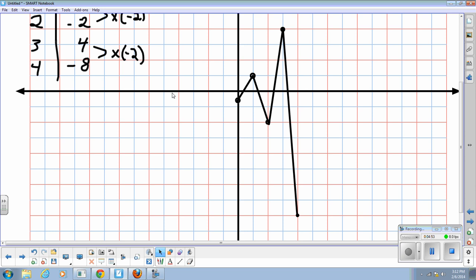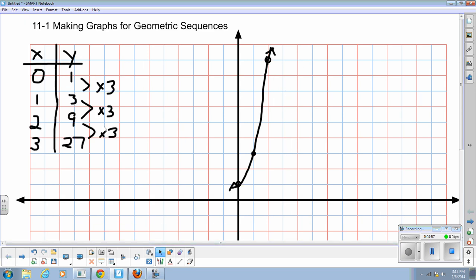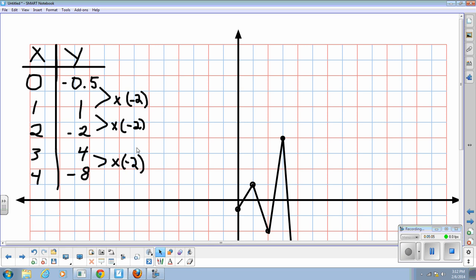So when you're multiplying by a negative on a geometric sequence graph, this is how it's going to look. When you multiply by a positive, you're going to get a curve that goes like this. All right, so now take those geometric sequences that you have, I believe there are 8 of them, and build a graph for all 8 of those. Be sure to show that to me when you get done, and then when you get done with that, you'll be writing the equations for those geometric sequences. All right, have at it.